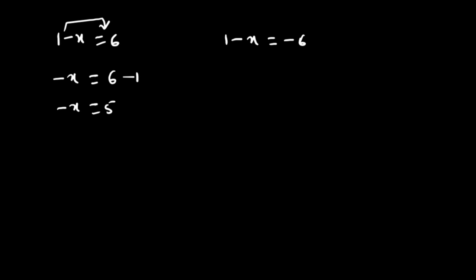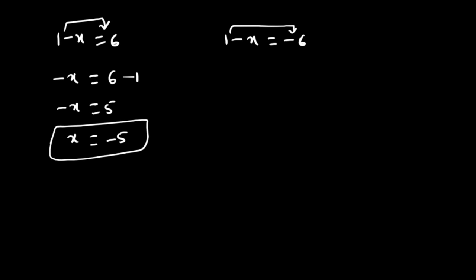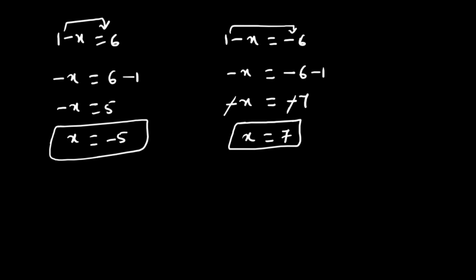So we take 1 minus x equal to plus 6 and 1 minus x equal to minus 6. We have two cases. Now we send this 1 from the left to the right side, so minus x is equal to 6 minus 1, which is 5, so x is equal to minus 5. This is one of the answers. Again, in the second case, the plus 1 becomes minus 1 on transposing, so minus x is equal to minus 6 minus 1, which is minus 7. Cancelling the minus signs, x is equal to plus 7. So 7 and minus 5 are the answers for this question.